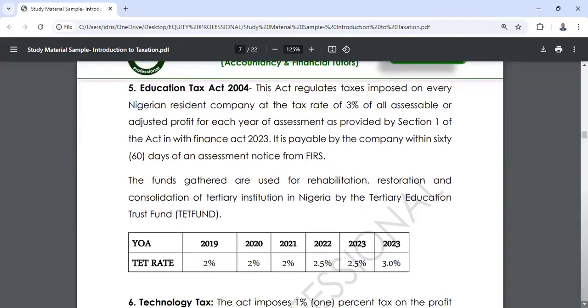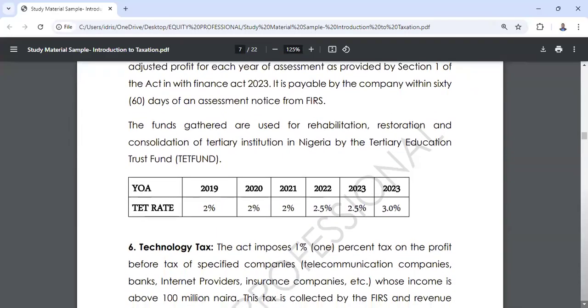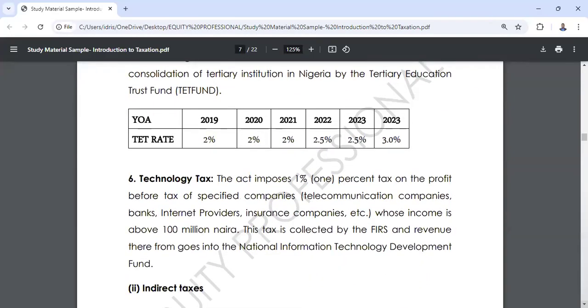Do private institutions pay tax too, like 3%? No, we are saying this education tax. Who enjoyed this education tax? We said public university, public institution.